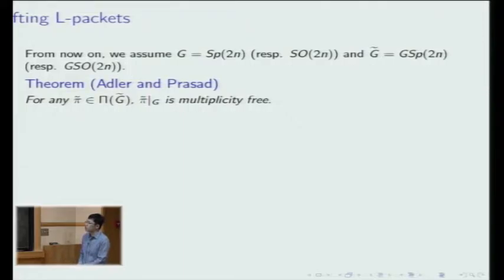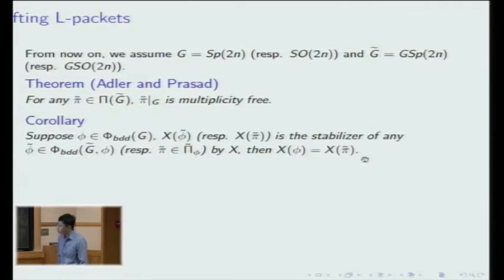And as a consequence of this theorem, we have the following corollary. If you take the stabilizer of a parameter of G tilde under action by X, and also you take the stabilizer of a representation of G tilde again by the action of X, then in this setup, these two centralizer groups should be equal.